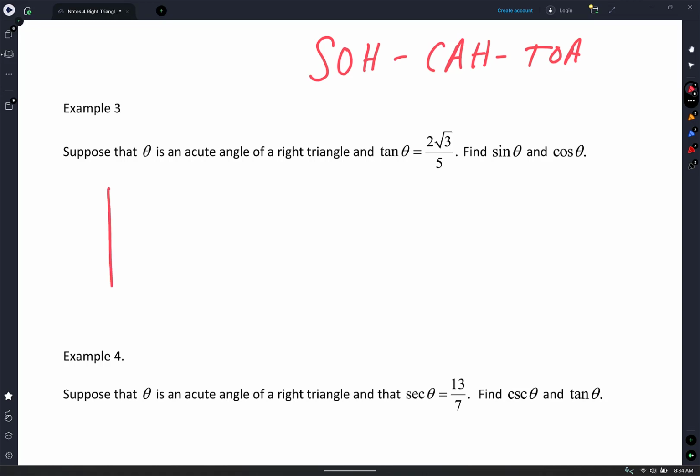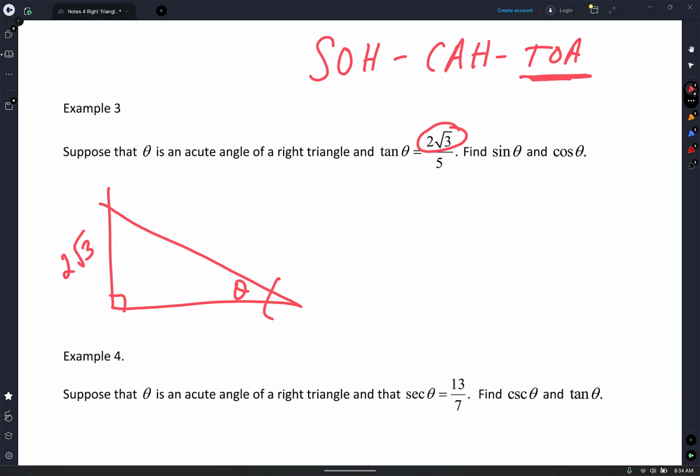We draw a right triangle. There's my right triangle, and I'm going to say that's theta. Remember that tan is opposite over adjacent, so this must be opposite, 2 square root of 3, and this must be adjacent, 5. It wants sine and cosine. I know I'm going to need the hypotenuse on both of those, so I'm going to solve for the hypotenuse on both of those. Here we go.